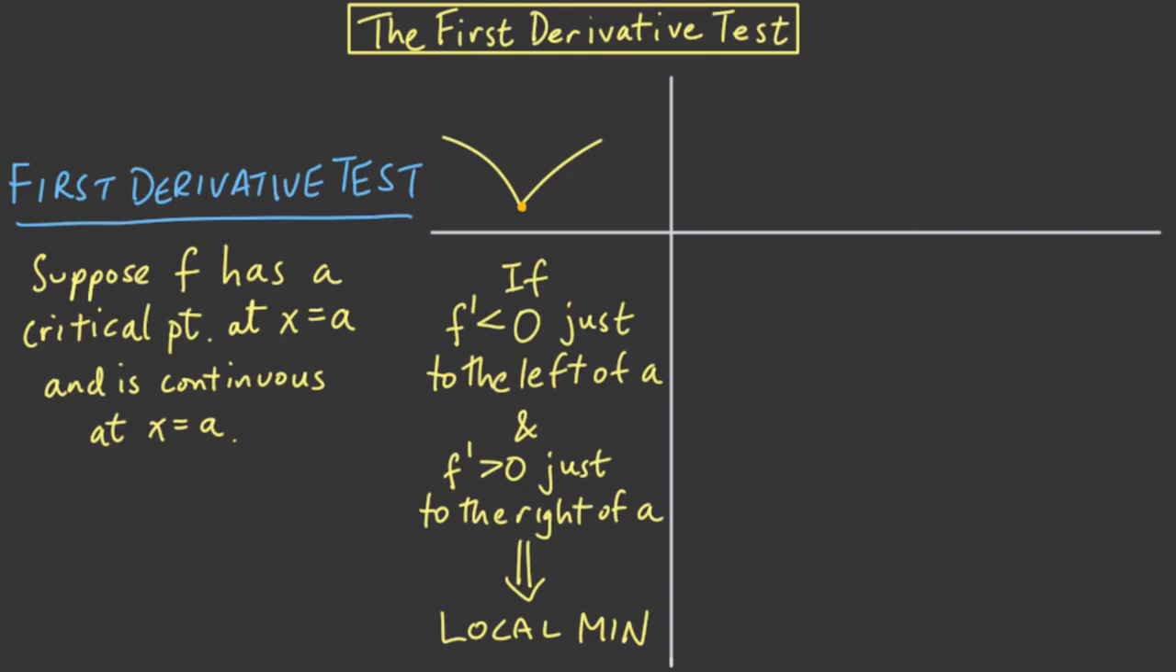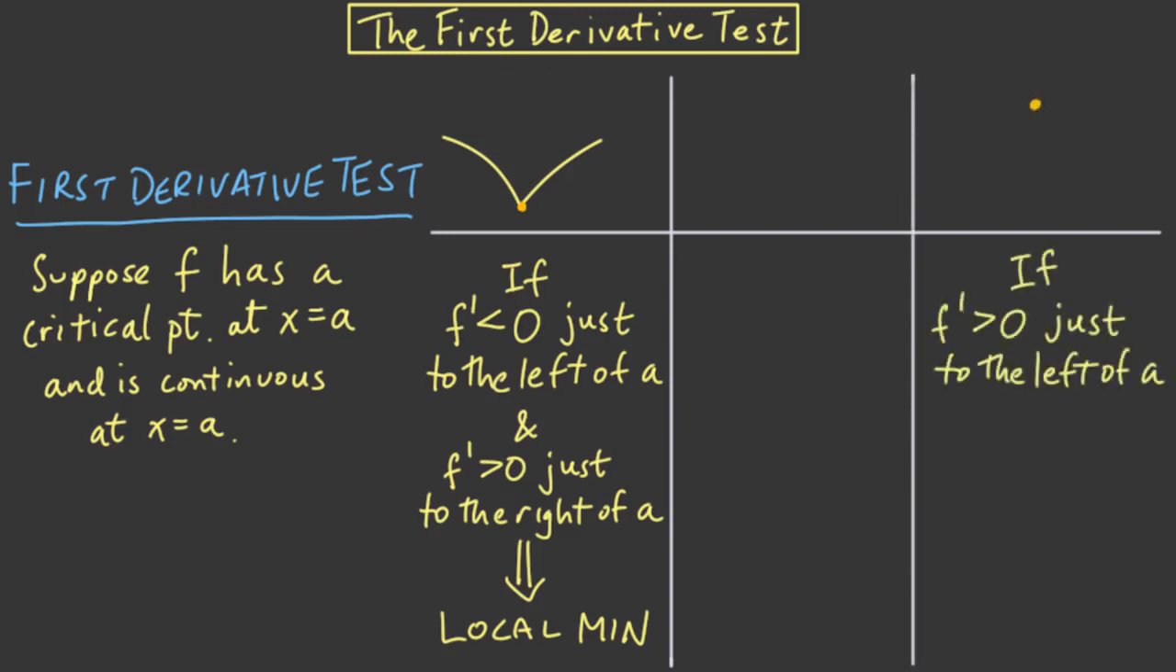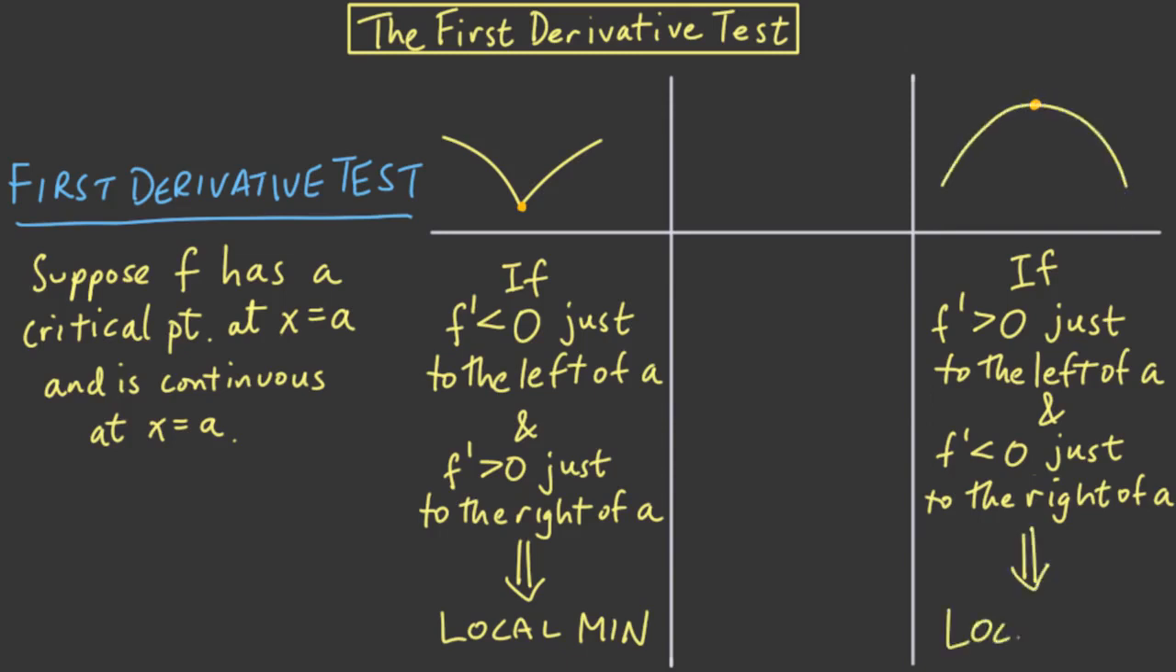Similarly, if f prime is positive just to the left of a, and f prime is negative just to the right of a, then f will look something like this near the point. So we'll have a local max at a.